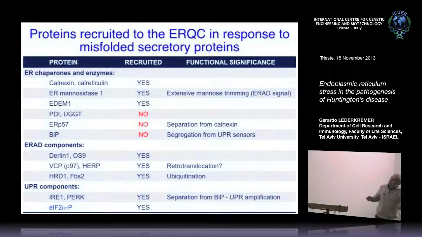And I told you about the ERAD components, so many ERAD components we saw concentrating in this region. And interestingly, the UPR sensors, these two proteins, IRE1 and PERK, concentrate in this compartment. And interestingly, from the cytosolic side, eIF2-alpha, the phosphorylated form, which I'll show you is part of the UPR, the part of the response that comes after ER stress, also concentrates in this region.